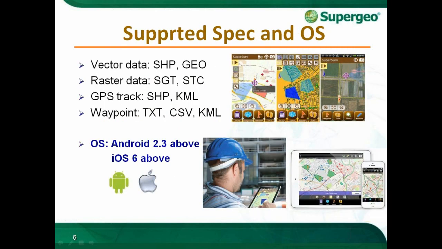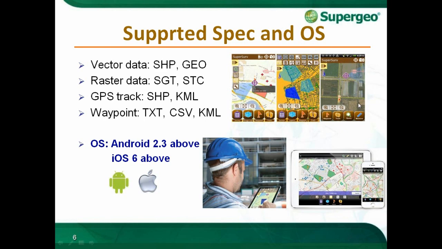In the next slide, we're going to introduce the supported specifications and operating systems, so you can check if your devices can support and install SuperSurv nicely. In terms of GIS data, we support shapefile and the other GEO, which is our own file format from SuperGIS software. For raster data, we don't want big raster data to crash your device, so we provide another solution, which is our tile maps, already compressed by our SuperGIS desktop, so you can load the raster data very easily and have a smooth display.